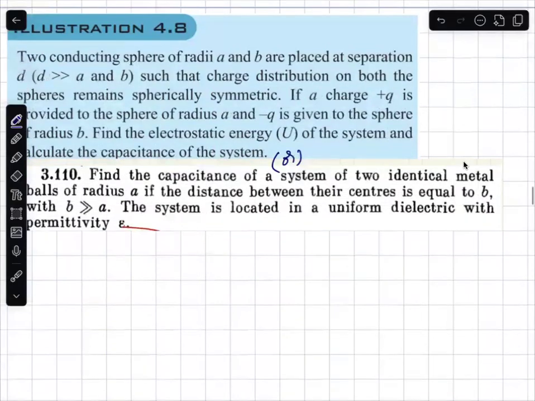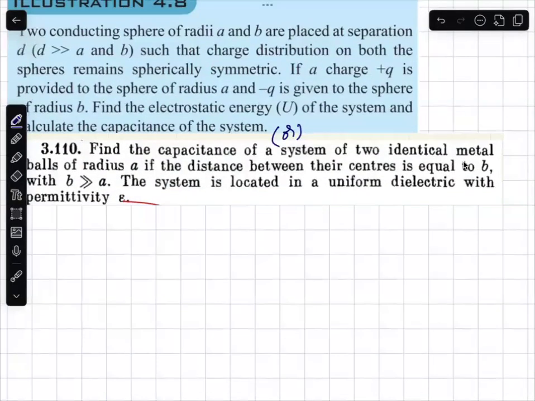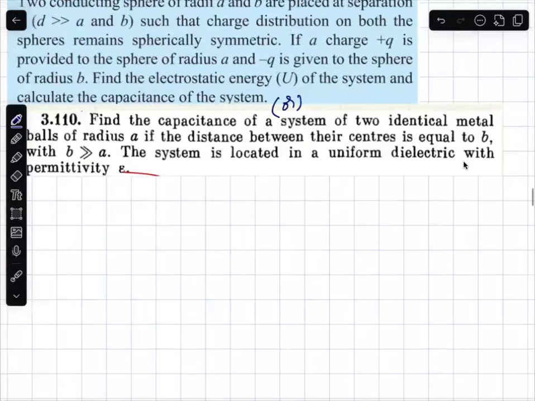So therefore, I will approach two conducting spheres of radii A and B placed at a separation much greater than their radii. In that case, you can take them as two point charges. Now this is radius A, and I am assuming this radius B.